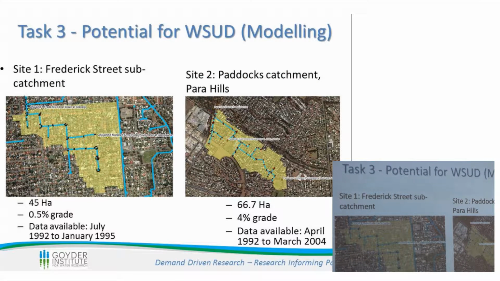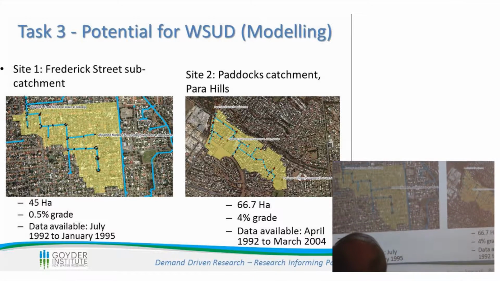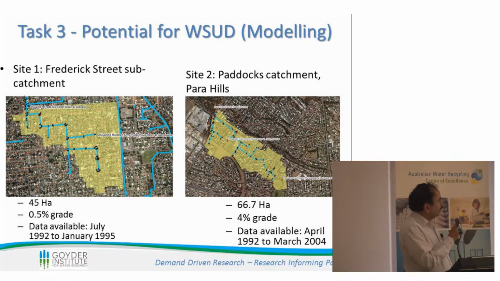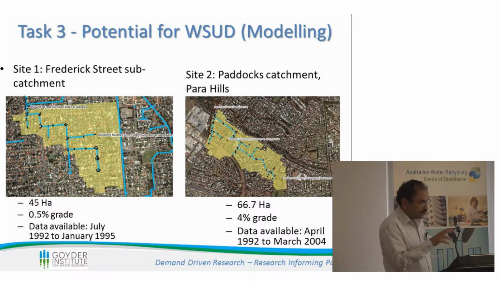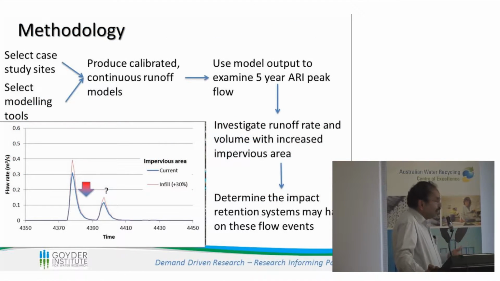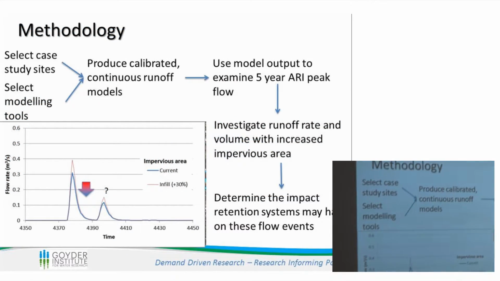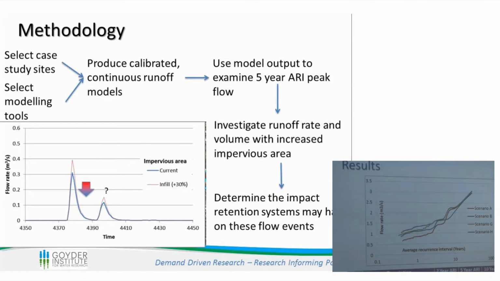The third activity is about understanding the potential of water sensitive urban design, and this is a modeling exercise. We considered 2 developments locally, and we picked the Frederick Street catchment and the Paddocks because we have some runoff data about these sites, and we developed the whole methodology to investigate the potential.